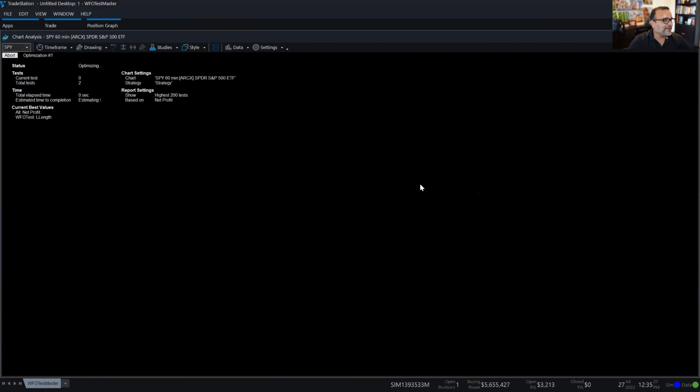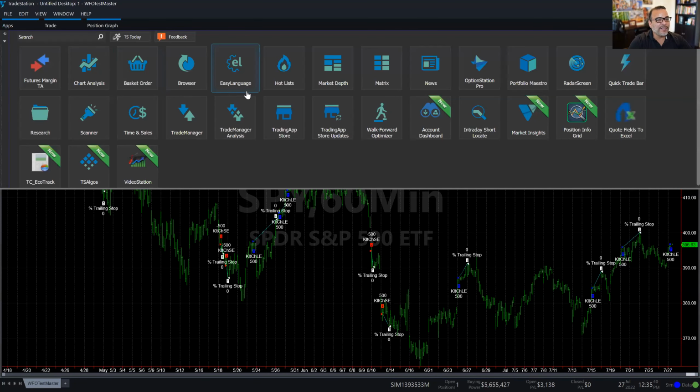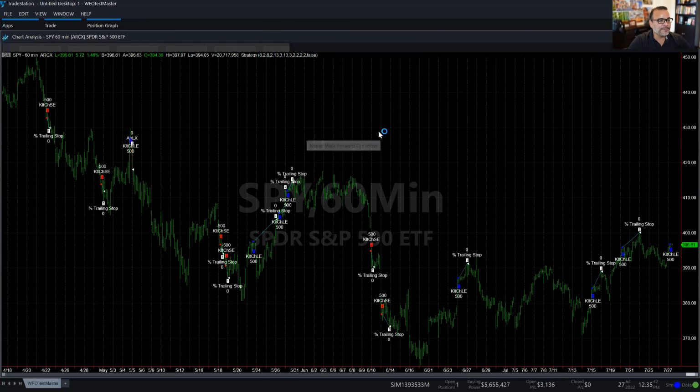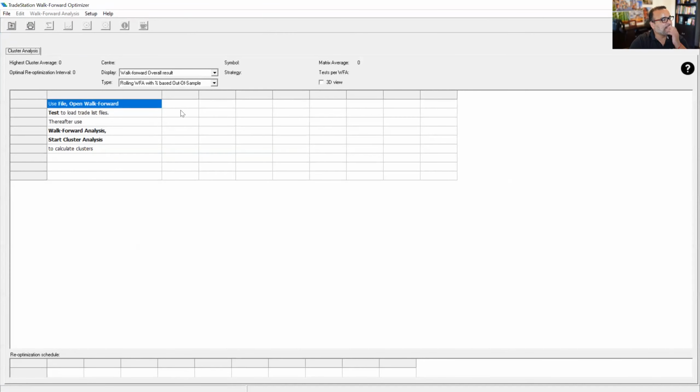Okay, there we go. It optimized, but you don't have to do that, you know? I was just showing you that you have to set it up inside of the strategy before even launching the walk forward. What I'm gonna do now is go to the walk forward optimizer, because in here, and I can maximize this, okay, yes.